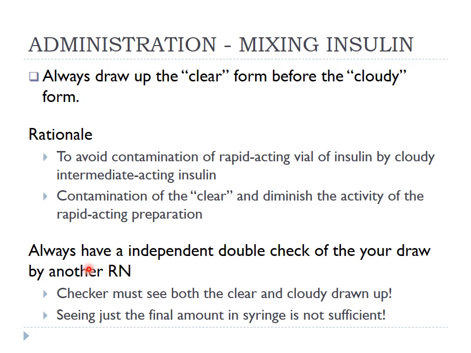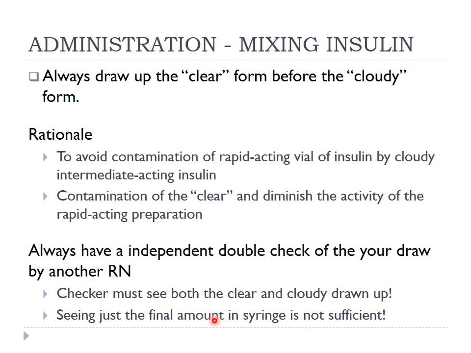And we always have an independent double check for insulin. It is an insulin that requires an independent double check. It is on the list of high-risk medications where medical errors can occur. The checker must both see the clear and cloudy drawn up, and they must see the final amount. Just seeing the final amount in the syringe, like I just pull up a syringe and go, hey, I mixed up cloudy and clear in this, look at it, there's 10 units in it, that's not sufficient.